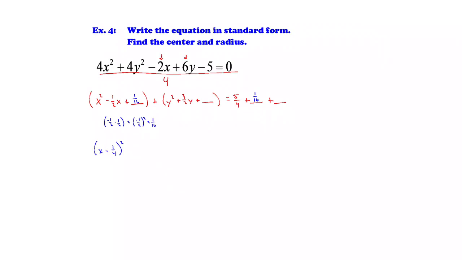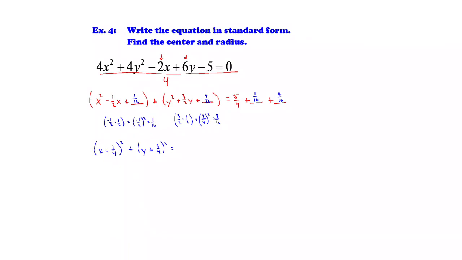y². So we have to take half of 3/2, which is 3/4, and then square that to get 9/16. So we'll add 9/16 to complete the square, and to the other side as well. So that'll be plus (y + 3/4)², what was half of 3/2? 3/4 squared, and then is equal to those three numbers added together.